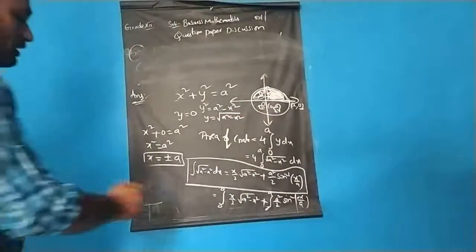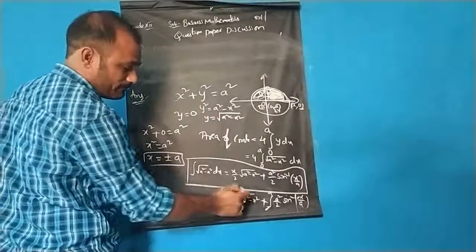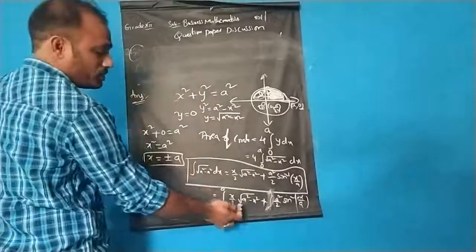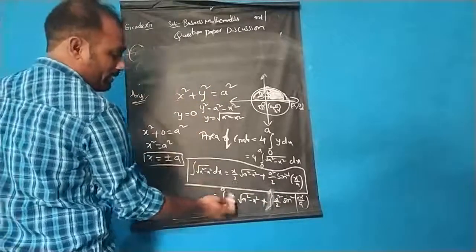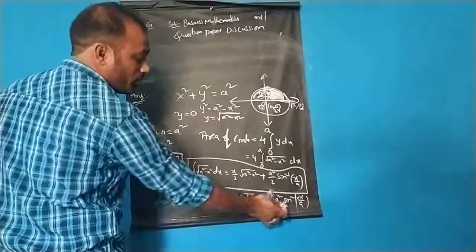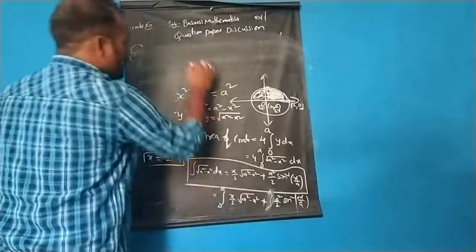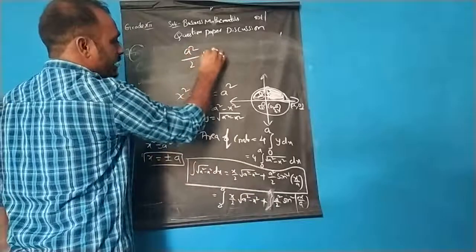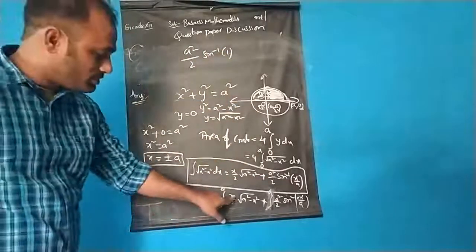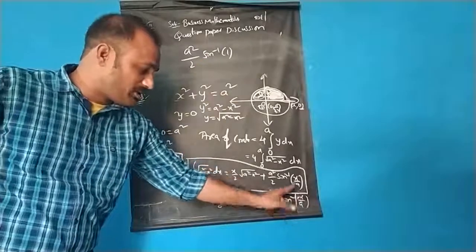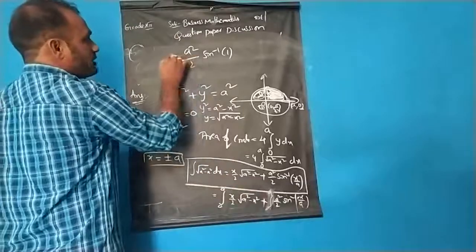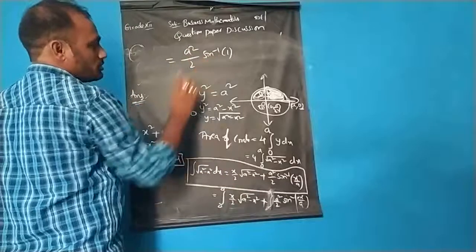Since it is overall one function, we can apply the limits. If I substitute the upper limit a, a square minus a square is 0, so a by 2 into 0 is 0. What is left is a square by 2 sine inverse of a by a, that is 1. If I substitute 0, 0 by 2 is 0 and sine inverse 0 is 0, so altogether it will be 0. So we will take a square by 2 into sine inverse of 1.